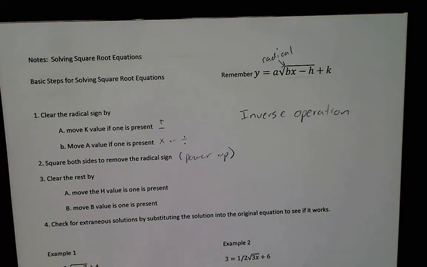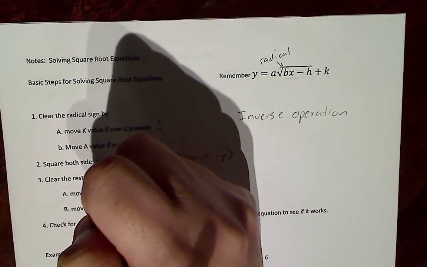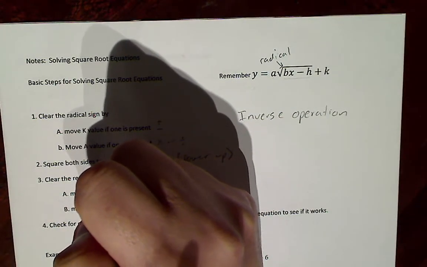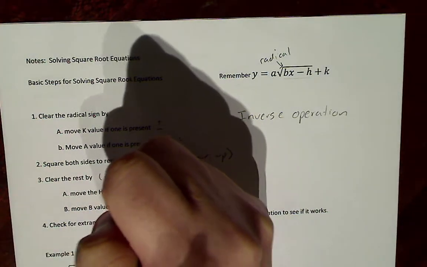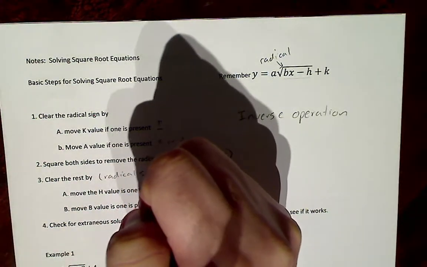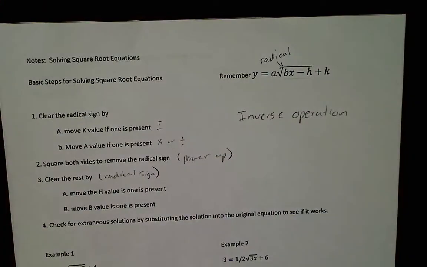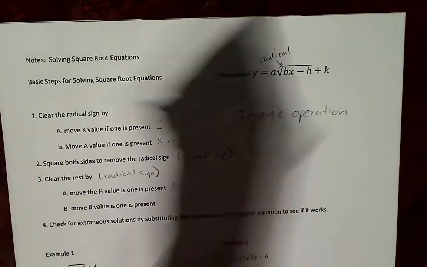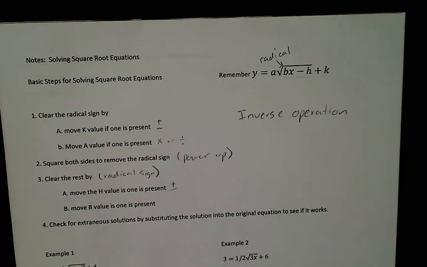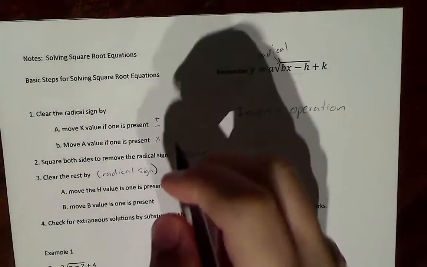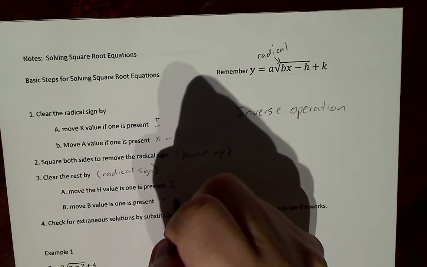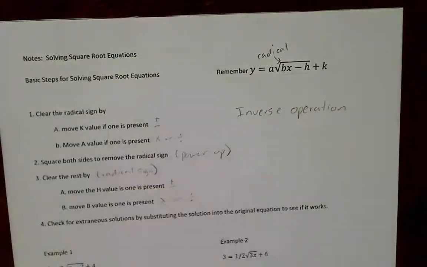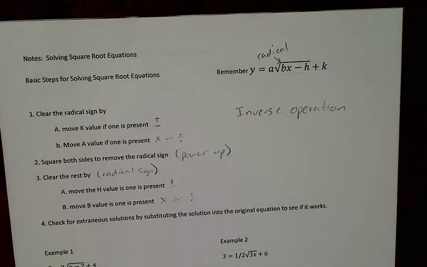Then you end up with the actual radical sign cleared, so we're going to clear the rest of the radical sign by moving the h value next. Again, that would be either by adding or subtracting. And then if you have a b value in front of the x here, we're going to either multiply or divide again, depending on what that b value is. And at that point, you should have a solution.